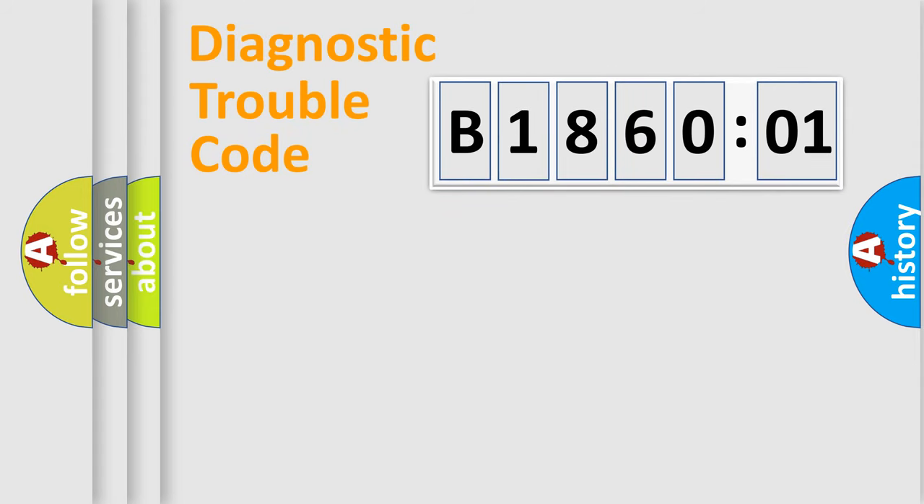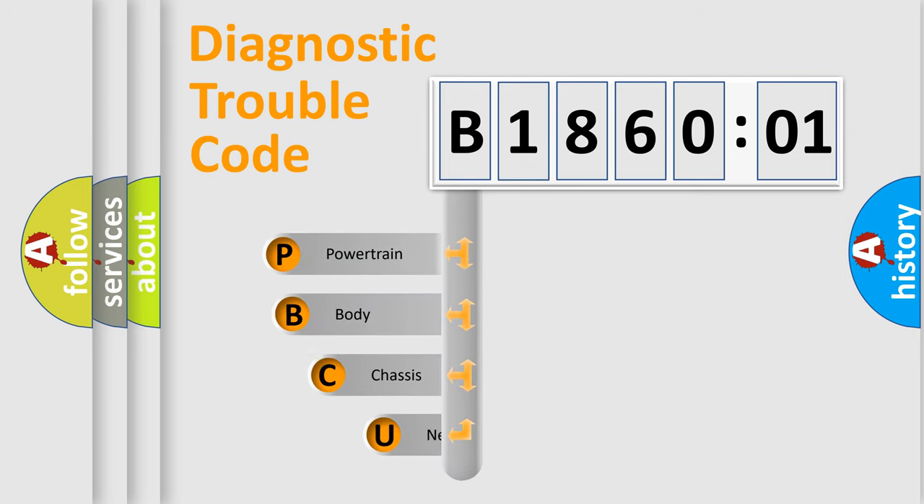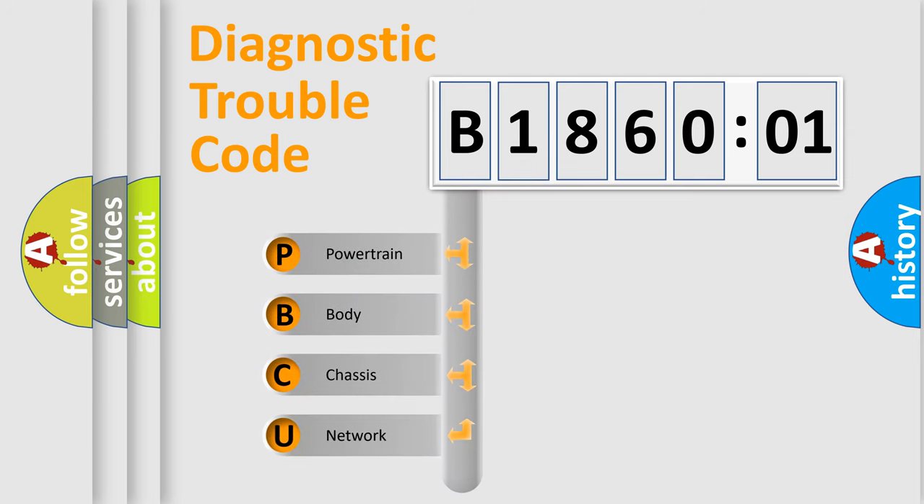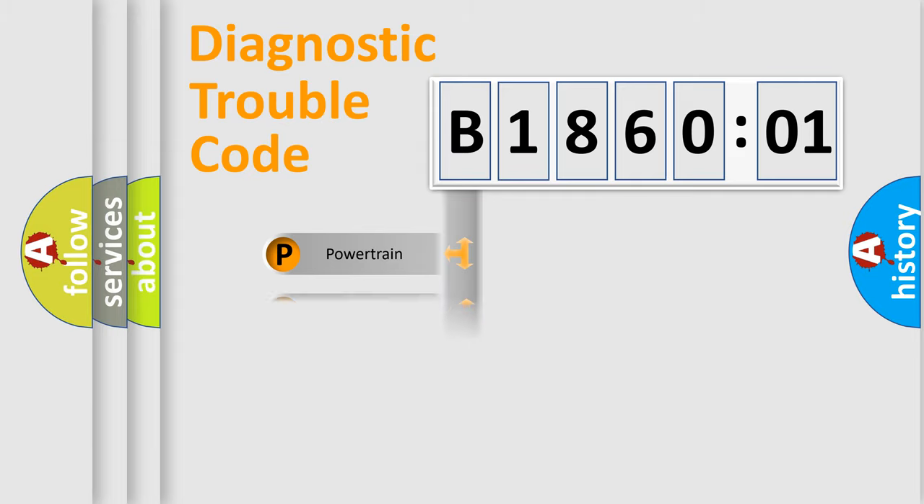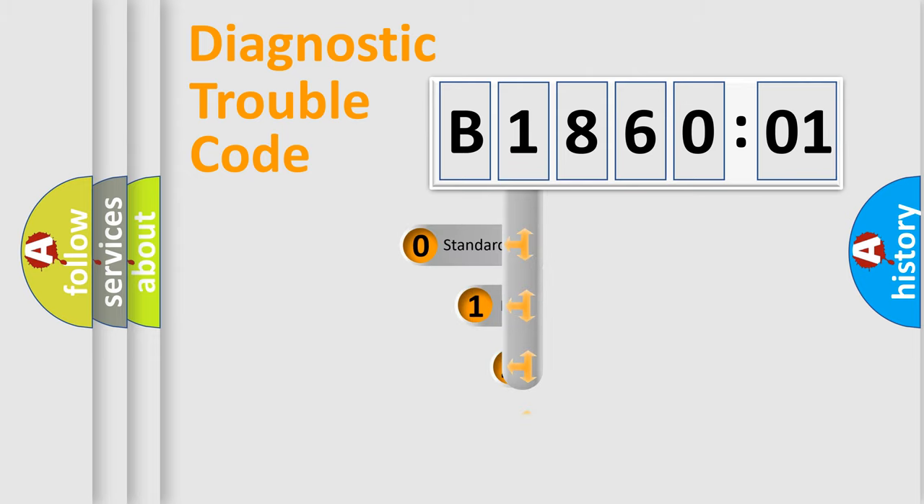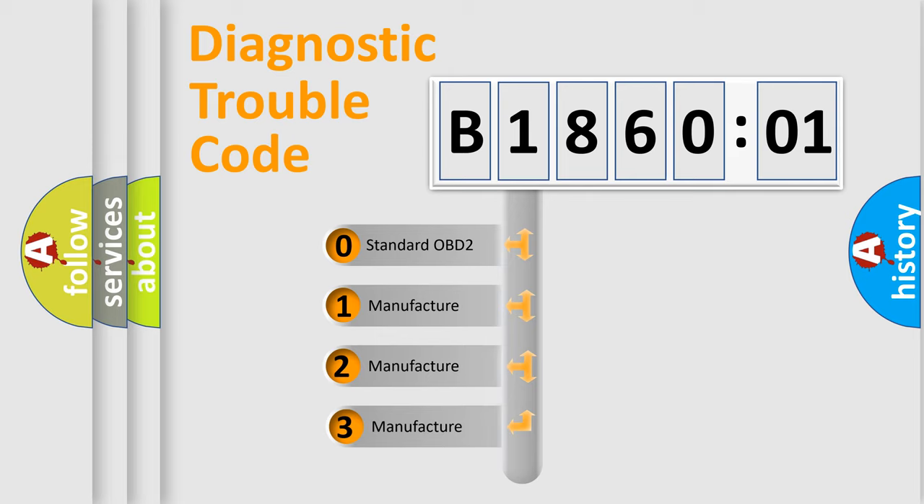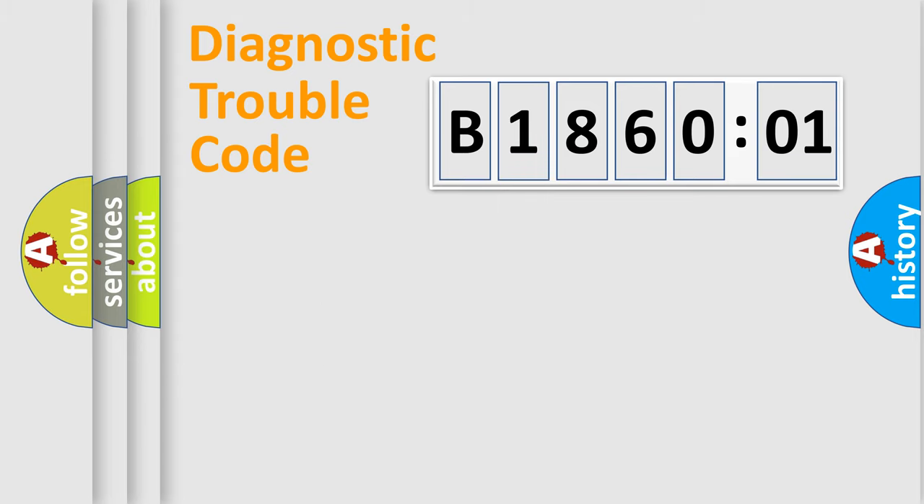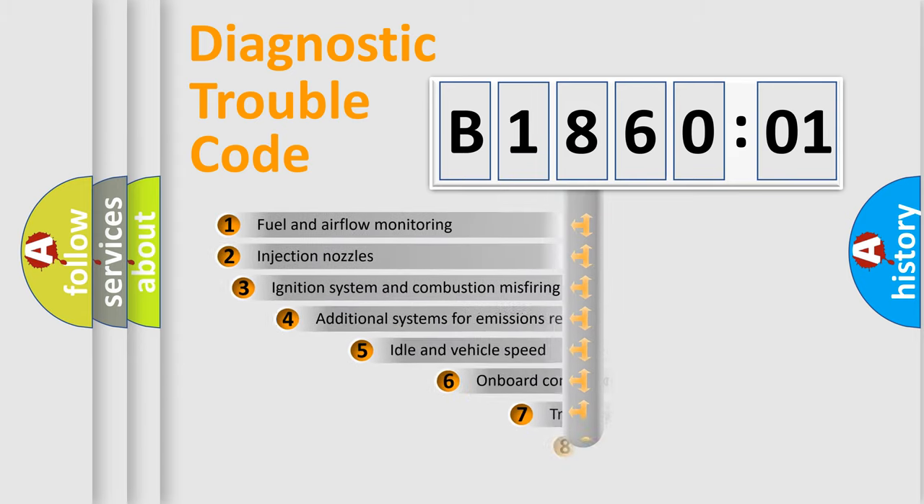Let's do this. First, let's look at the history of diagnostic fault code composition according to the OBD2 protocol, which is unified for all automakers since 2000. We divide the electric system of an automobile into four basic units: powertrain, body, chassis, network. This distribution is defined in the first character of the code. If the second character is zero, it is a standardized error. In the case of numbers 1, 2, 3, it is a car-specific error.